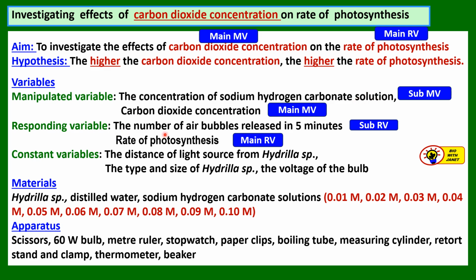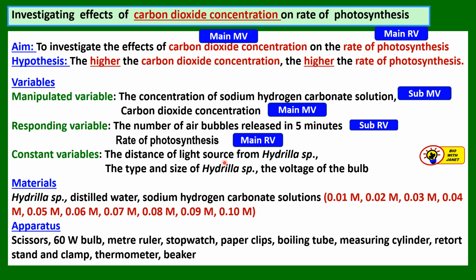Responding variable. The number of air bubbles released in 5 minutes is our sub RV, and the rate of photosynthesis remains as the main RV. So to determine the rate of photosynthesis, we have to count and record the number of air bubbles released in 5 minutes. Now, it can be 5 minutes or 2 minutes or 1 minute, depending on the question. Please read the exam question carefully and underline how many minutes. So the number of air bubbles released in 5 minutes is called the sub RV, and from it we can determine the rate of photosynthesis, which is the main RV. So sub RV is used in the experiment that we carry out in the lab.